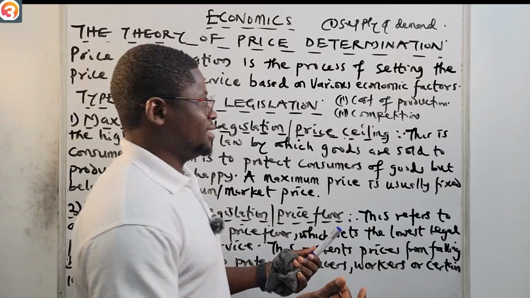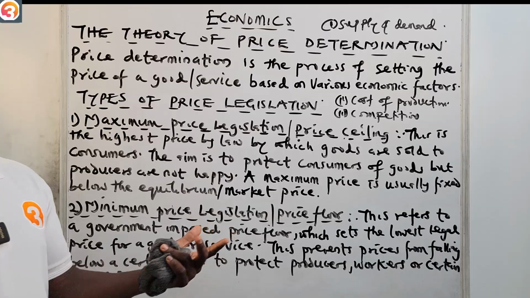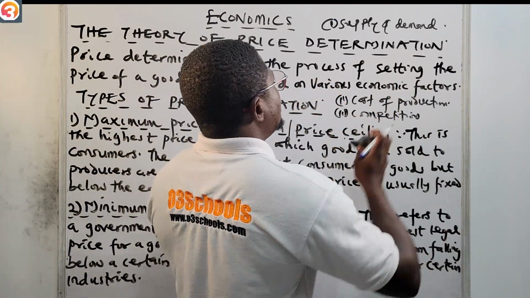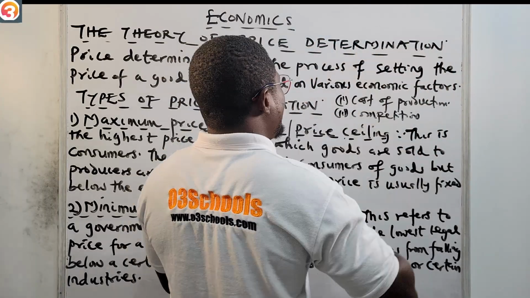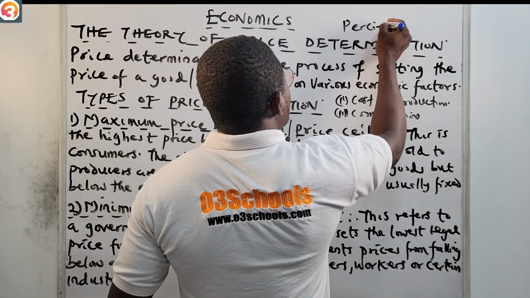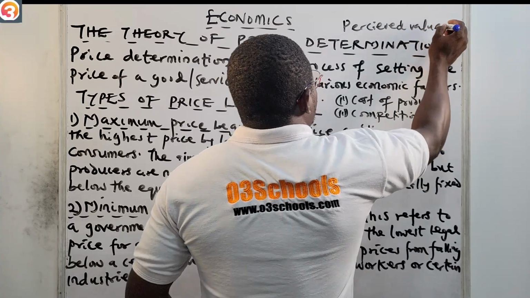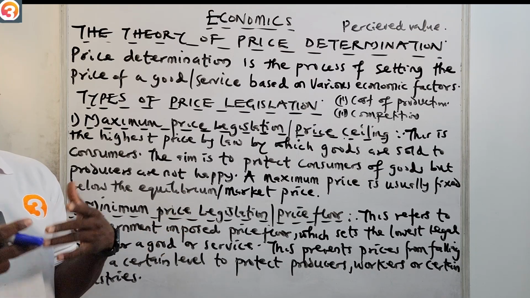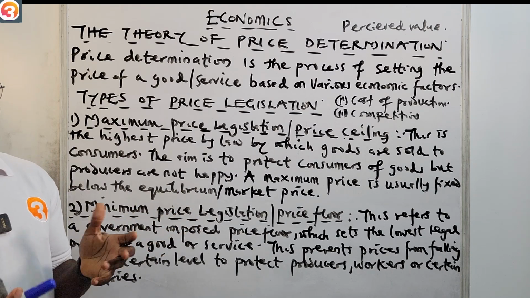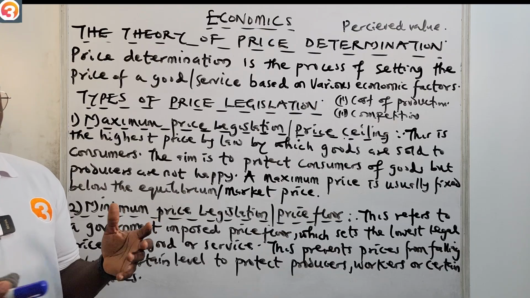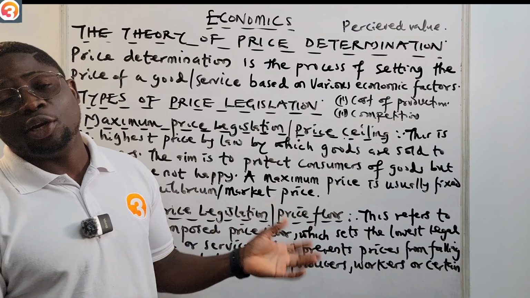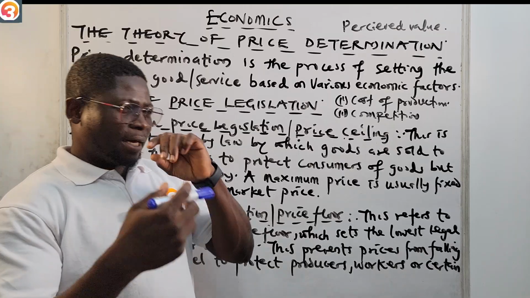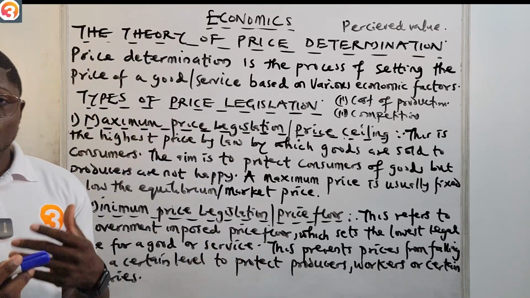And lastly, another factor that determines price is the perceived value. Sometimes what is valuable to someone is not what the other person sees as valuable, while there are some other commodities or goods that everybody sees as valuable to life and living. So how you perceive the value also determines what the price will be.